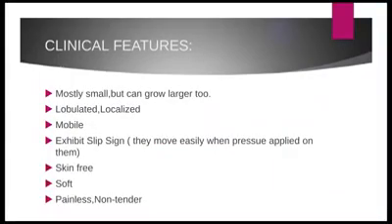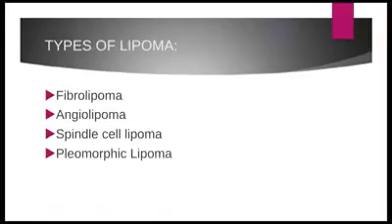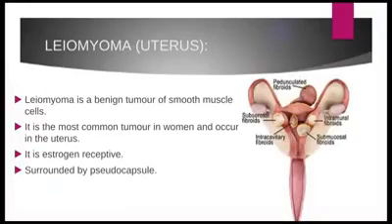What are the clinical features of lipoma? They are mostly small, lobulated, localized, mobile, skin-free, soft, painless, and non-tender. They exhibit the slip sign. What are the types of lipoma? Fibrolipoma, angiolipoma, spindle cell lipoma, and pleomorphic lipoma.